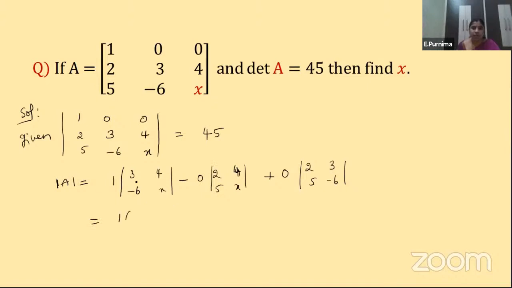So 1 into 3 into x is given as 45. 1 into 3 into x is 3x minus 6 into 4. So be careful with the minus signs, children, it is equal to 45.